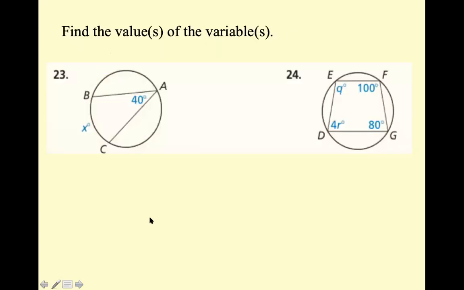On 23 and 24 here, we have find the values of the variables, right? On question 23, we're looking at an inscribed angle. So this is from section 10.4. Inscribed angles have half the measure of their intercepted arc. So if the inscribed angle is 40, that means the arc measure is double that. So the arc measure for X is 80.